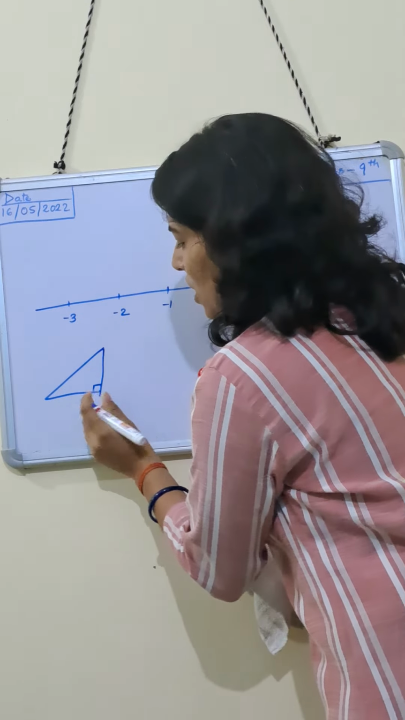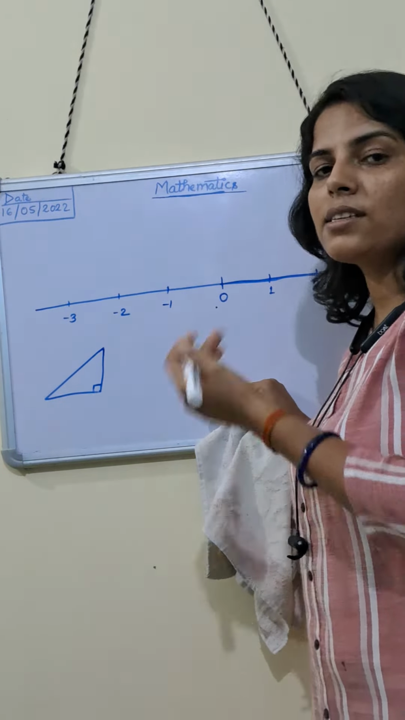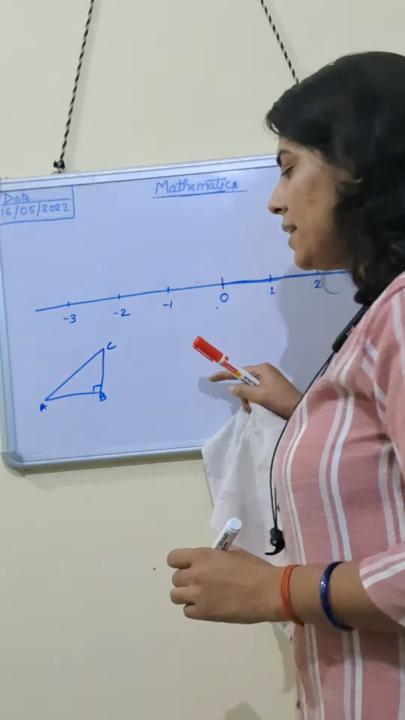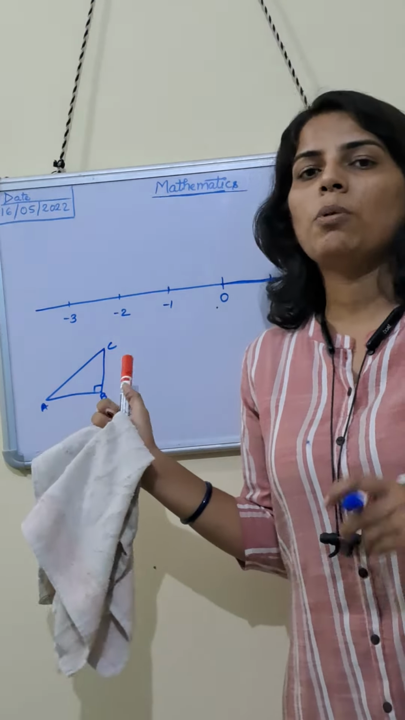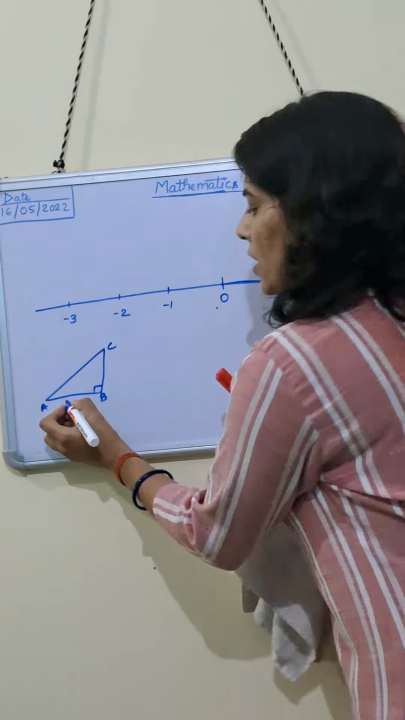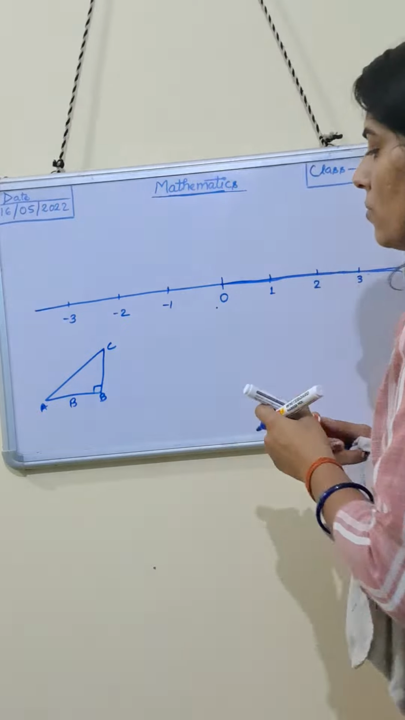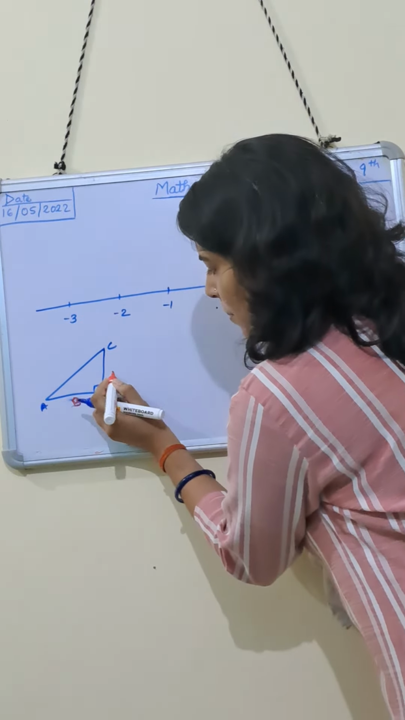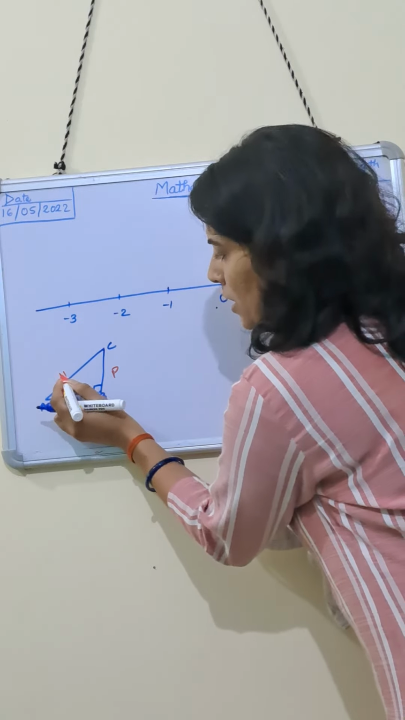Can you tell which type of triangle this is? Yes, this is a right angle triangle, that is A, B and C. Okay, right angle triangle. And you know about a right angle triangle that AB is our base, and BC is our perpendicular and AC is our hypotenuse.